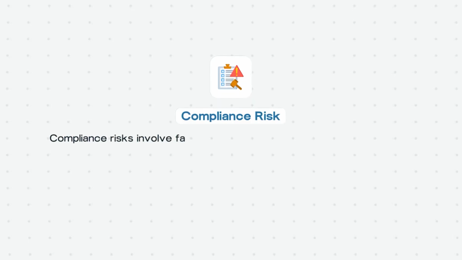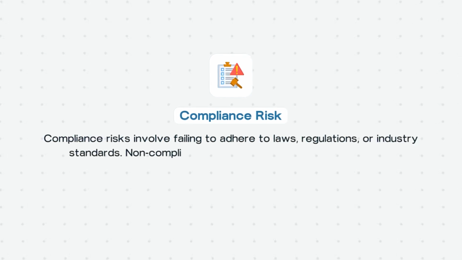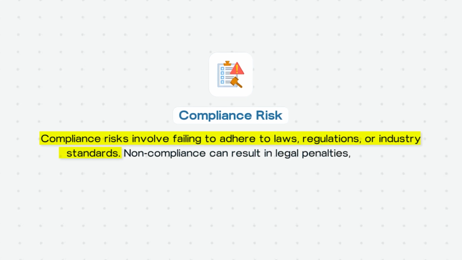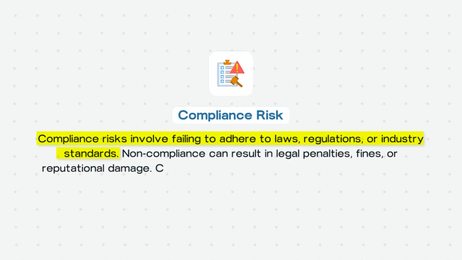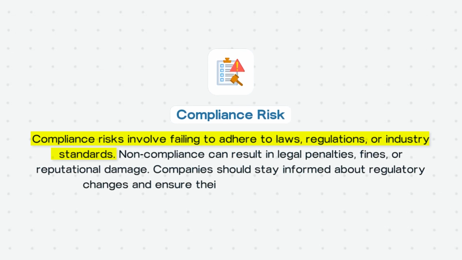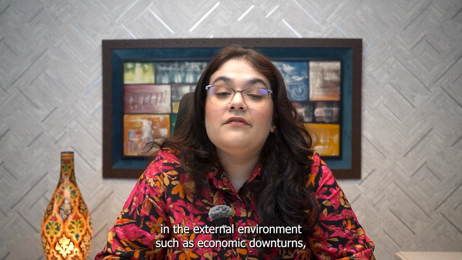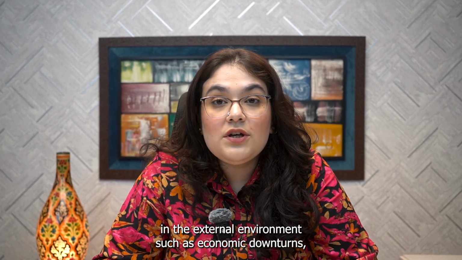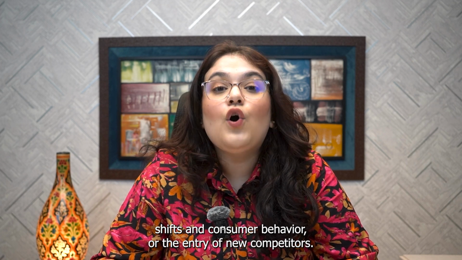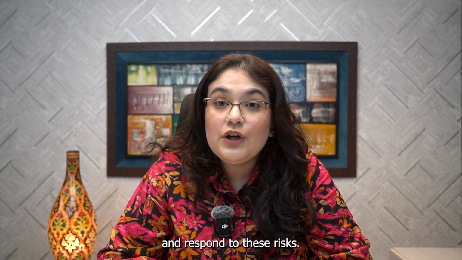Compliance risk. Compliance risks involve failing to adhere to laws, regulations, or industry standards. Non-compliance can result in legal penalties, fines, or reputational damage. Companies should stay informed about regulatory changes and ensure their operations remain compliant. Market risk. Market risks involve changes in the external environment, such as economic downturns, shifts in consumer behavior, or the entry of new competitors. Market analysis and forecasting help businesses anticipate and respond to these risks.